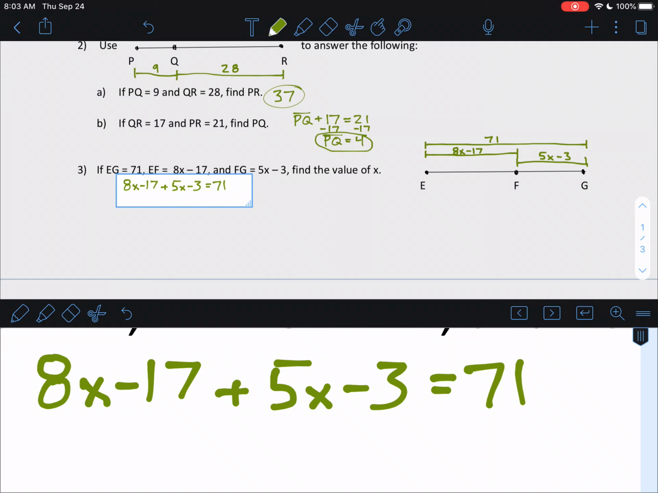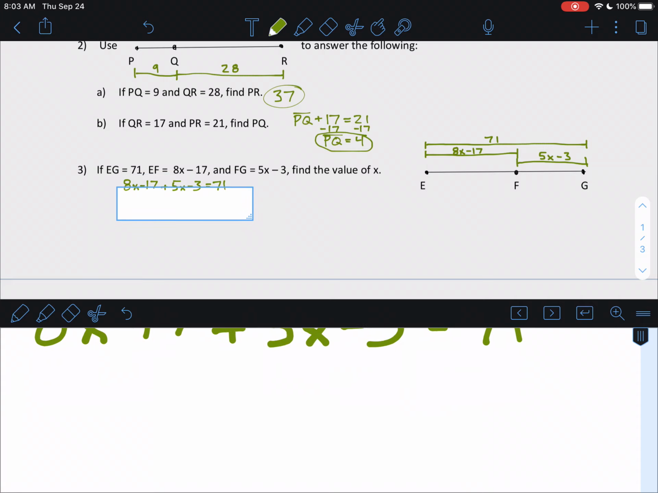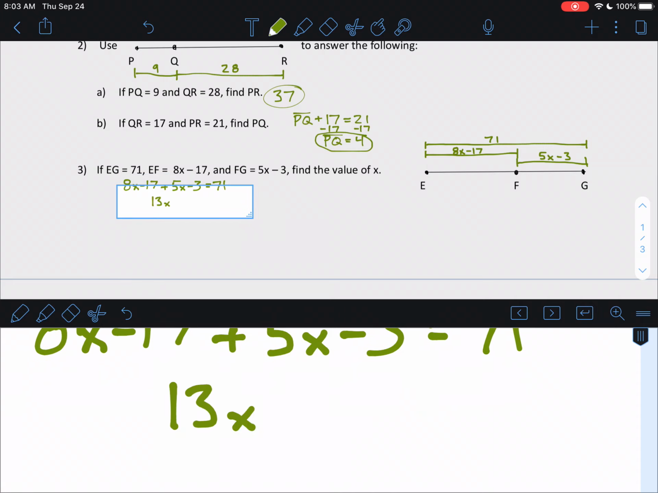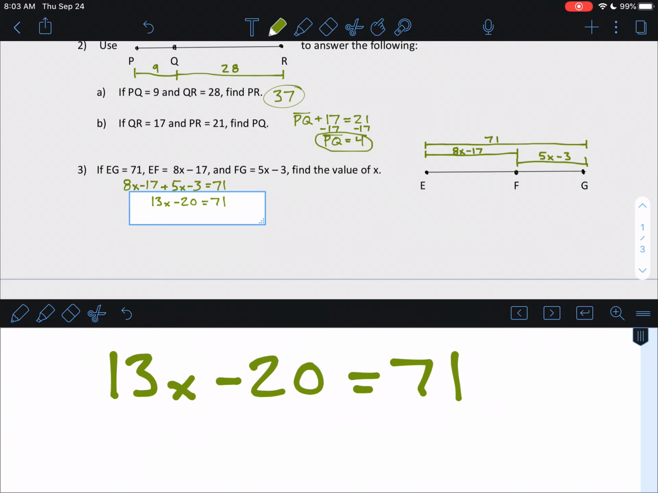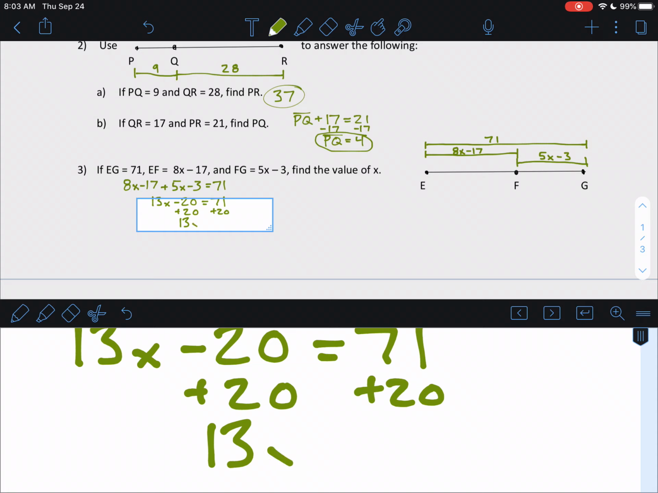And this looks like an equation that we know how to solve. So I'm just going to solve it. First step is to combine like terms. So I have 8x plus 5x gives me 13x. Negative 17 minus 3 is negative 20. And that equals 71. All right, this looks pretty simple to solve now. Gonna add 20 to both sides. So that gives me 13x equals 91.